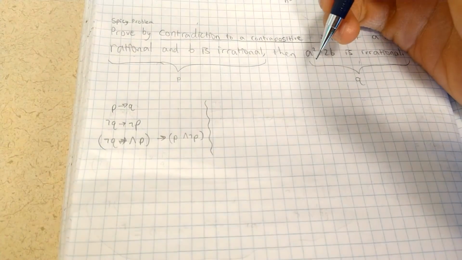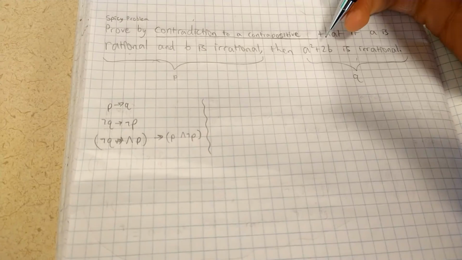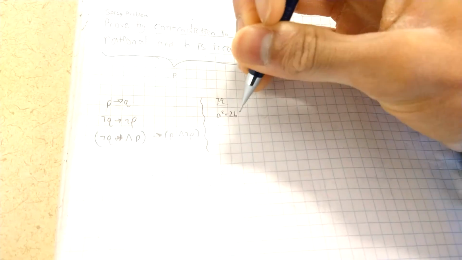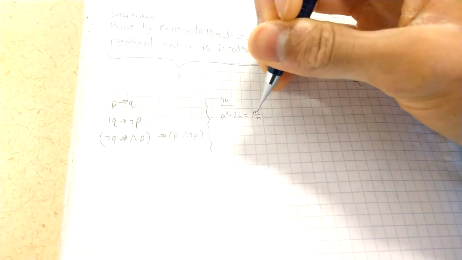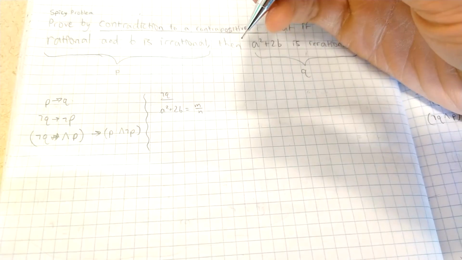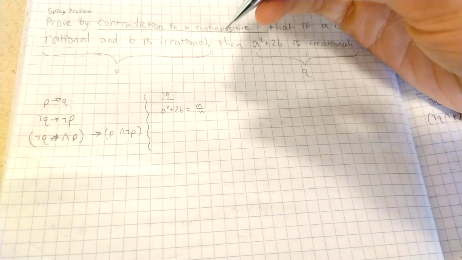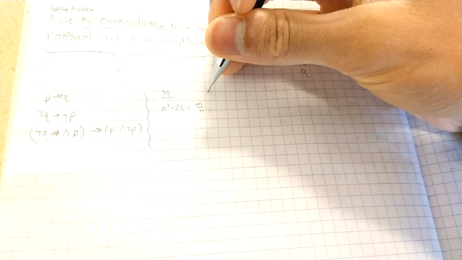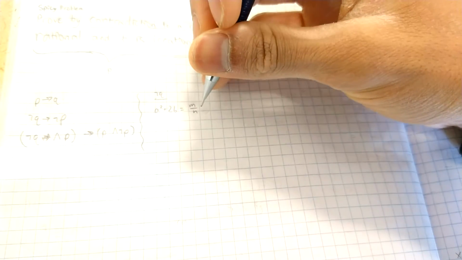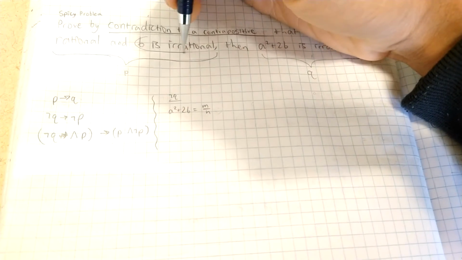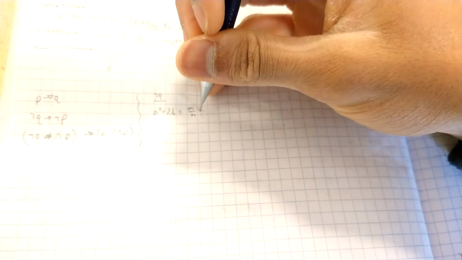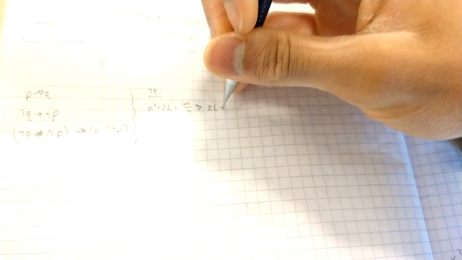So now we're going to start solving it out. So not Q would be that this is rational, so not Q would be A squared plus 2B equals m over n. It's a rational number. And then we also have to be asserting that A is rational and B is irrational. That's what P is. So let's focus on the statement of P that B is irrational. That's what we're going to focus on.